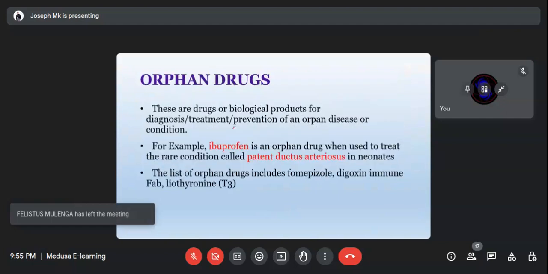Then moving on, we'll talk about orphan drugs. These are drugs or biological products for diagnosis, treatment, or prevention of an orphan disease. So you need to understand and know what an orphan disease is. These are very rare diseases, diseases that do not easily occur or do not usually occur in the population. Those are what we are calling orphan diseases.